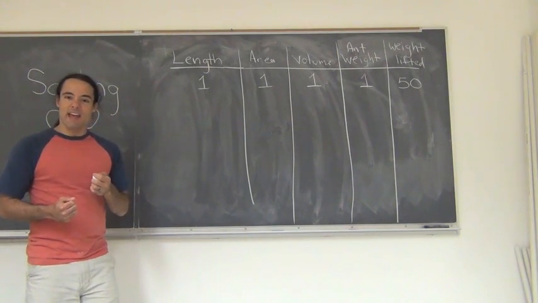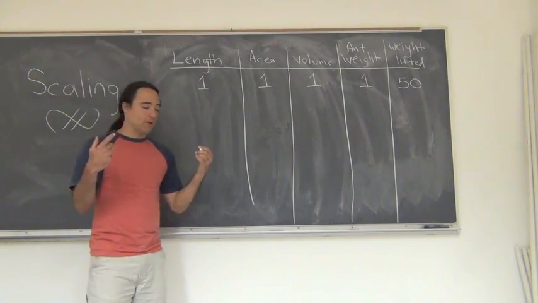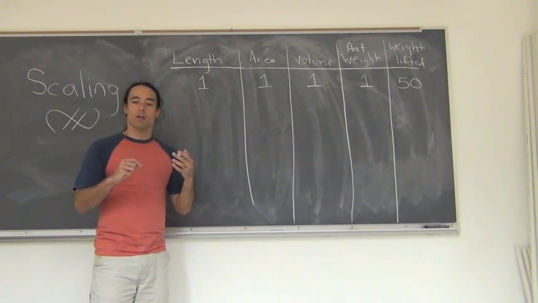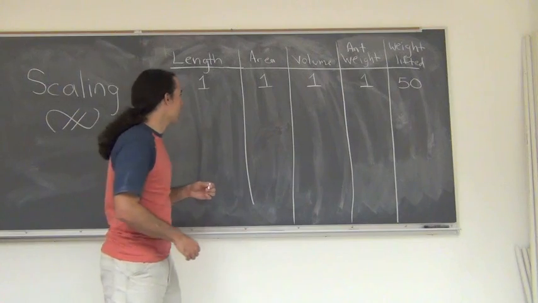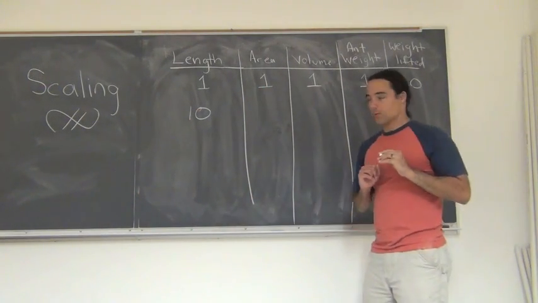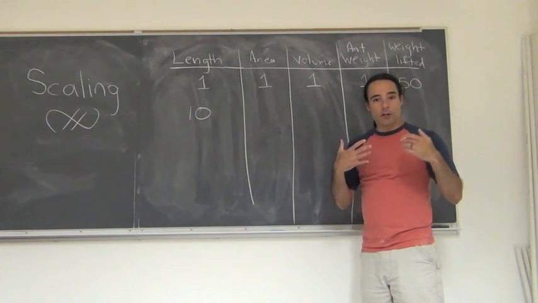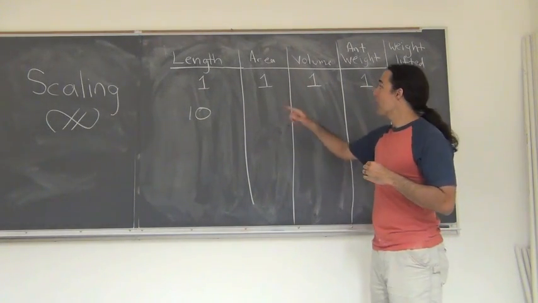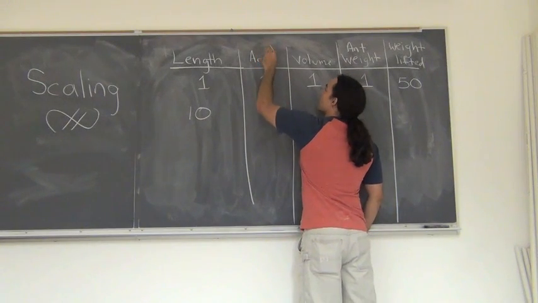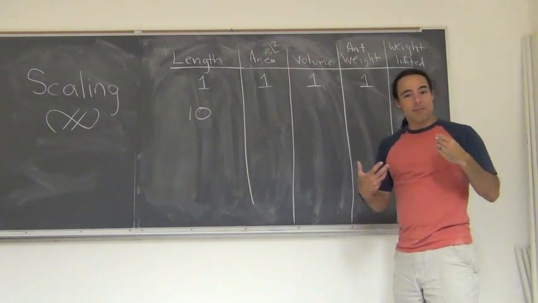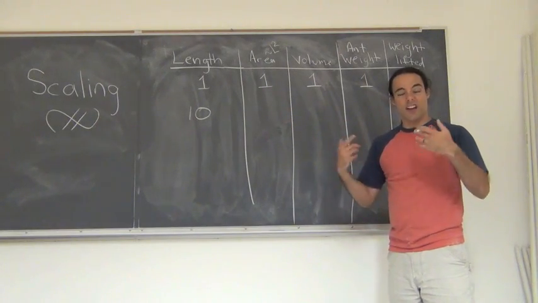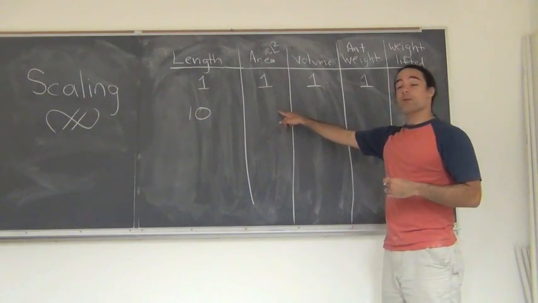Let's make the ant 10 times bigger. An ant is about a millimeter tall, maybe 2 millimeters tall. Let's make it 2 centimeters tall, a much taller ant. That means I'm making its length 10 times bigger. If I want to know the area of the ant, well, area scales as the length squared. So that means its area is not going to be 10 times bigger. It's going to be 100 times bigger.